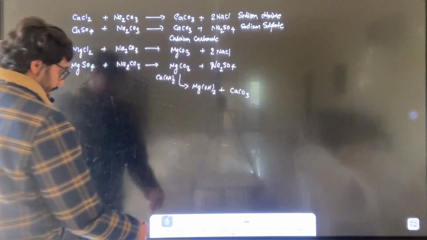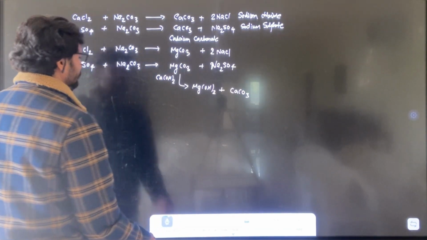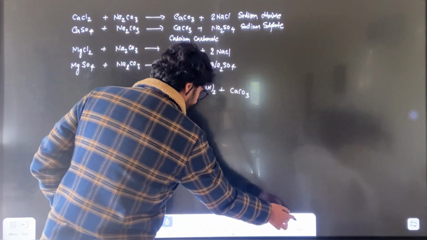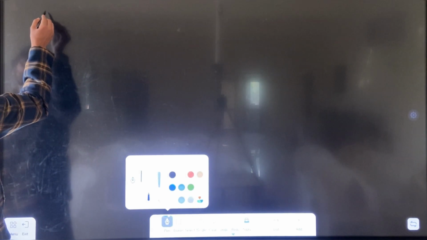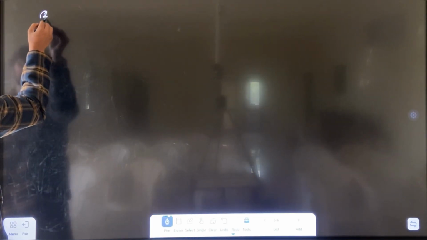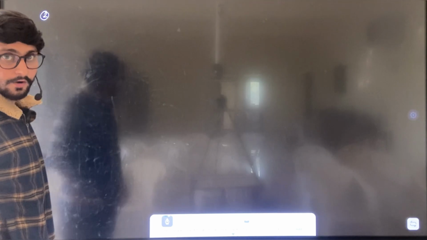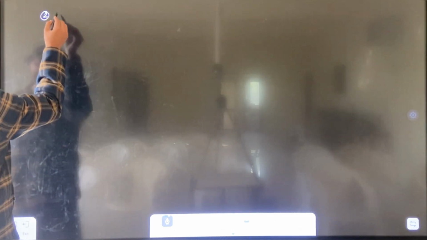All right. So our next and last method is basically the zeolite method. What is the zeolite method? Our second method for removing permanent hardness is basically the zeolite method.